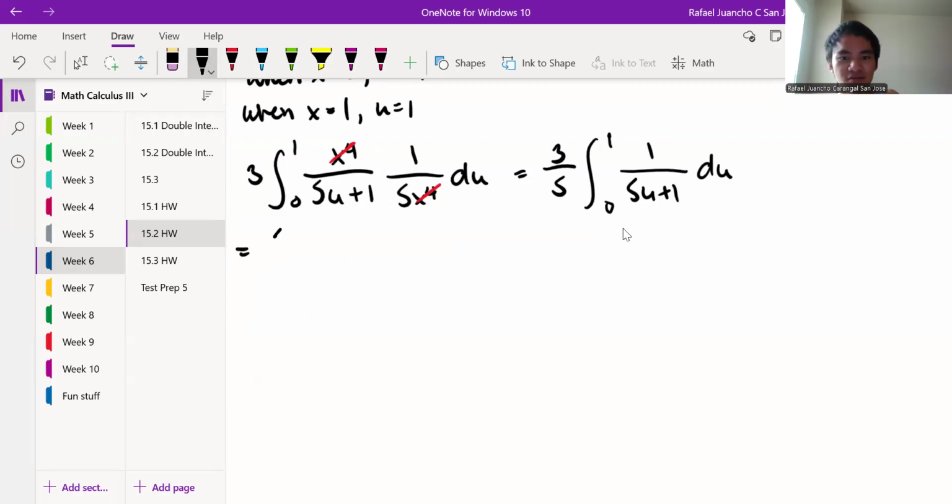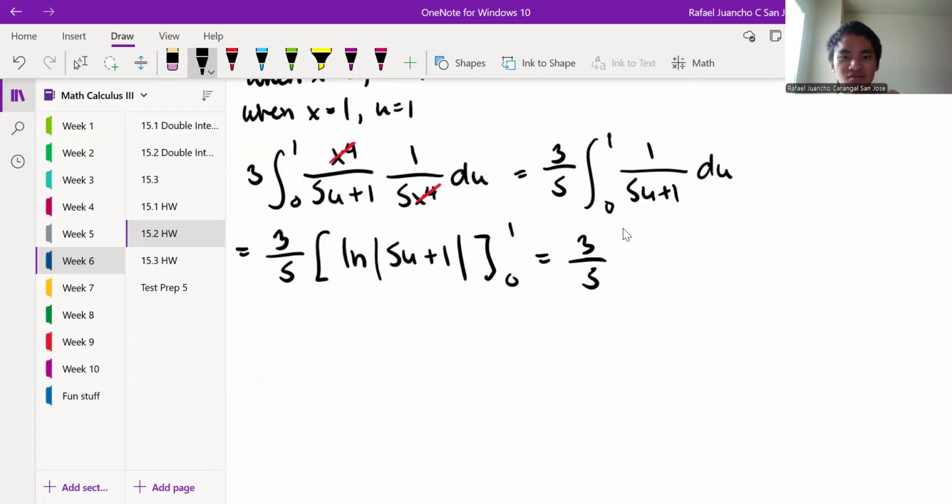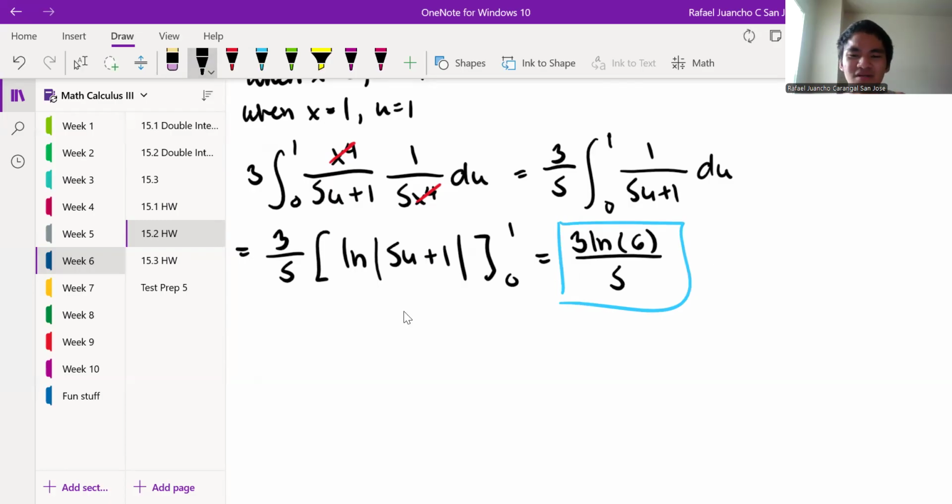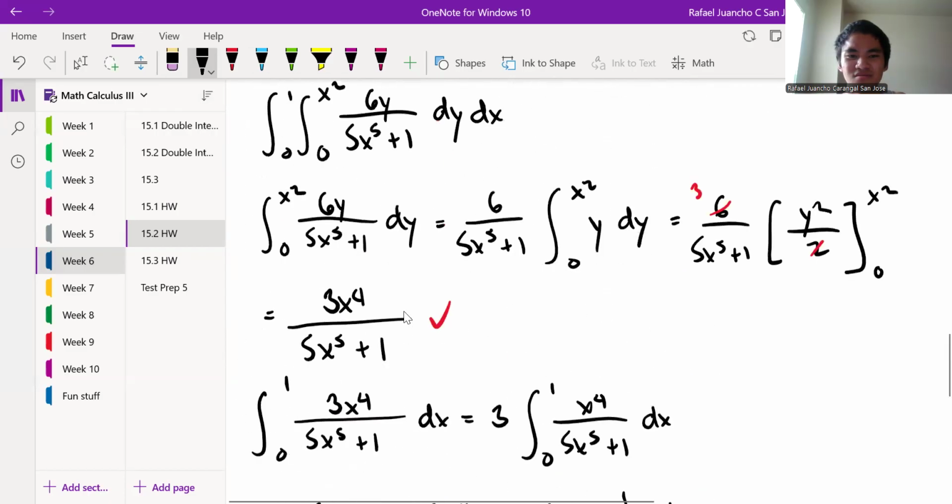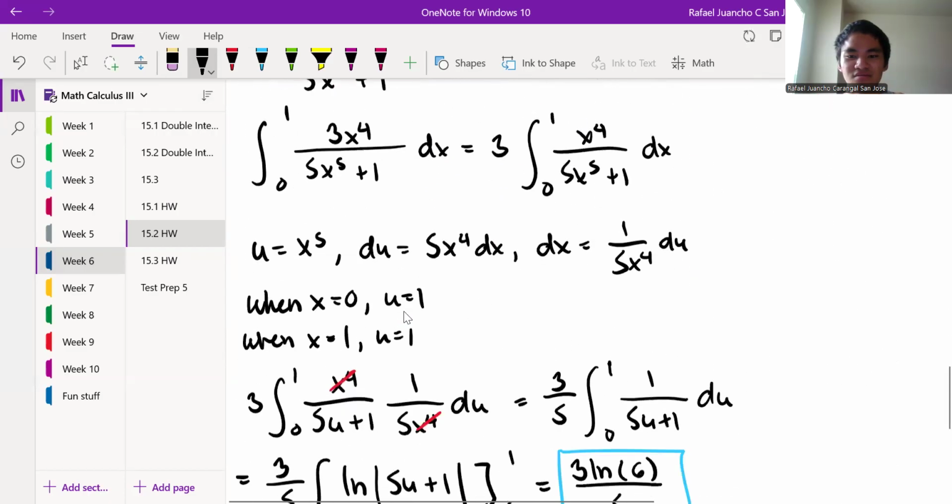So here I'm gonna get 3 over 5 integrate ln of 5u plus 1. This is 0 to 1. This gives me 6 ln 6 minus ln 1. ln 1 is 0, right? So I don't need to include it. So I basically get 3 ln 6 divided by 5. And then that's my answer. I could have done another direct substitution, but I don't think I need to. It's one of these cases where I don't think I need to.